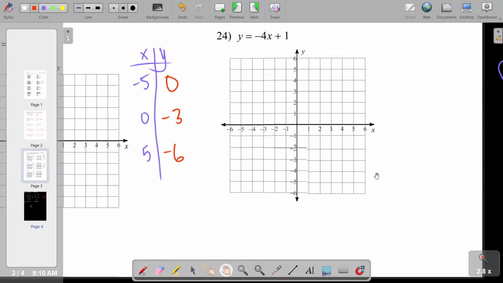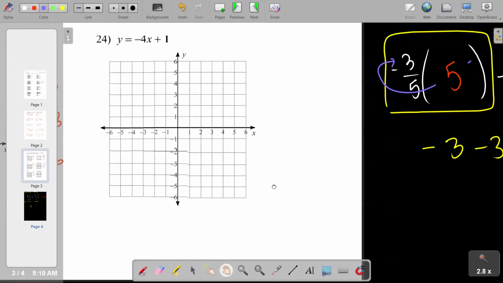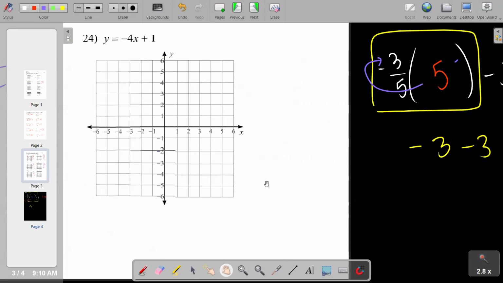And then the last problem, oh, I should probably graph these. -5, 0 is right here. 0, -3 is right here, and 5, -6 is right here. And again, those look pretty darn linear to me. Last one, restricted or not? Nah, it's just restricted in the sense that multiplying by -4 is going to make numbers get pretty big. So we do have to be aware of that.